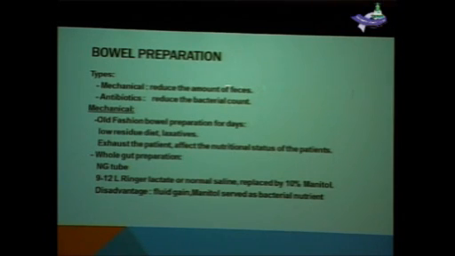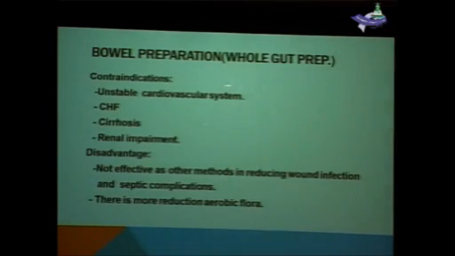There are two types of bowel preparation: mechanical, which reduces the amount of feces, and antibiotic, which reduces the bacterial count. Mechanical is the old-fashioned one, where you put the patient on a low residue diet. Also old-fashioned is the whole gut preparation, where you put an NG tube and run Ringer lactate and or normal saline, replaced by 10% mannitol. This fluid and the mannitol may act as a bacterial nutrient, and they are no longer in use.